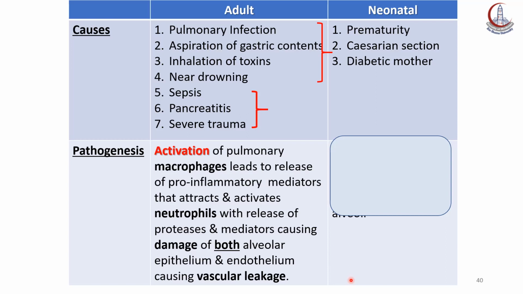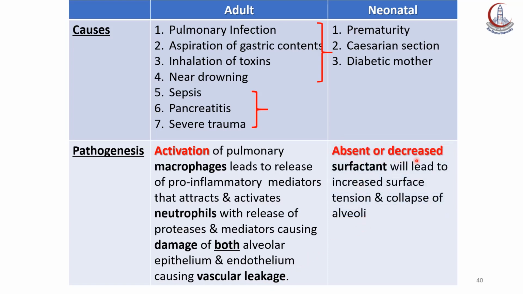Pathogenesis of adult respiratory distress syndrome starts from activation of pulmonary macrophages, leading to release of pro-inflammatory mediators that attract neutrophils, which release proteases and mediators, causing damage of alveolar and endothelial cells and vascular leakage. In neonatal respiratory distress syndrome, absent or decreased surfactant leads to increased surface tension and collapse of the alveoli. Thank you.